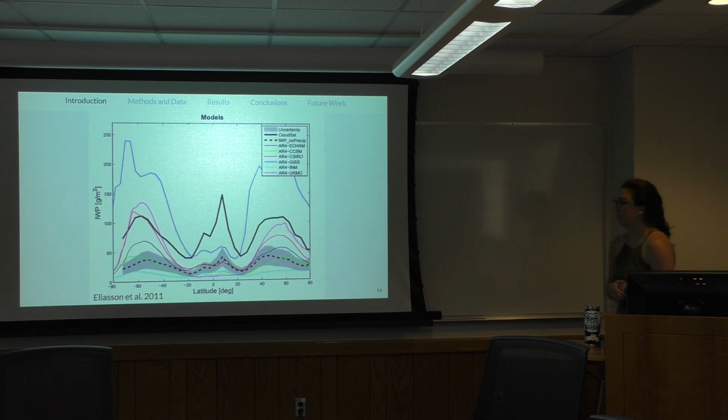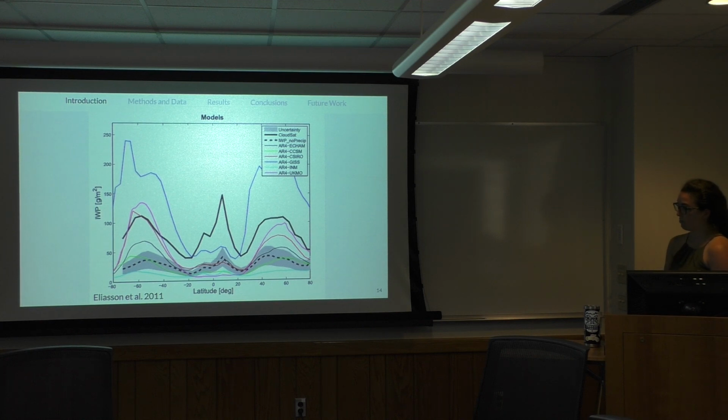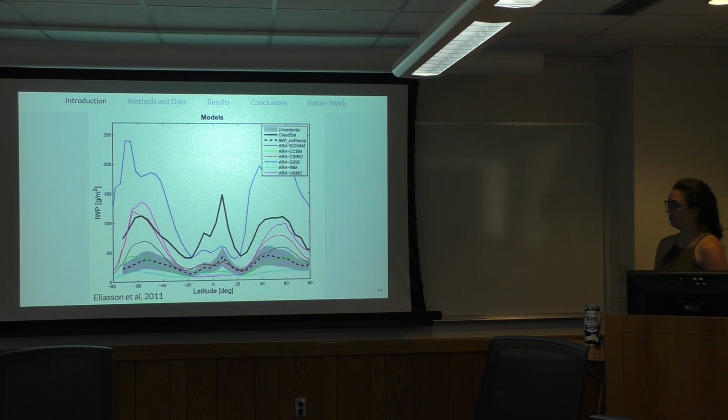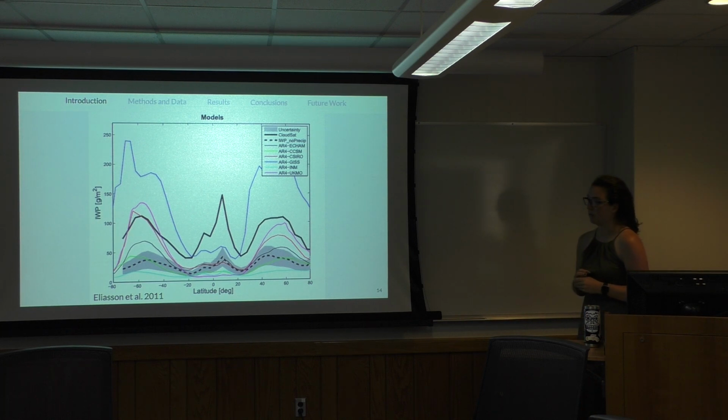So this is an example from a paper. It shows zonal mean ice water path, and it has the zonal mean ice water path from various climate models used in the IPCC AR4 simulations. And then the black lines, those are CloudSat measurements. So we can see, just from looking at this, that obviously models do not do a great job of capturing the ice water path observed.